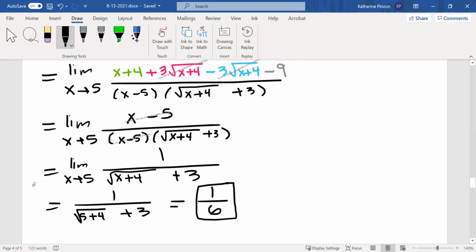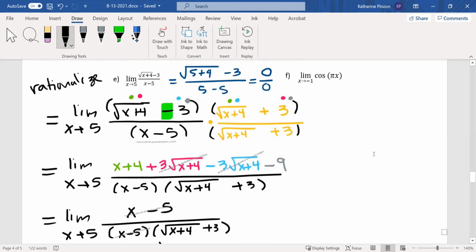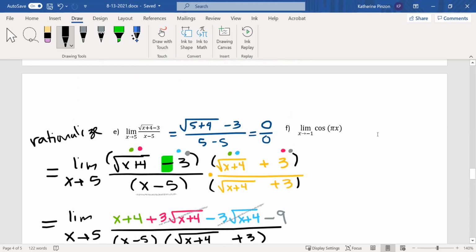Okay, I got one more left. He was way back up here. Hope he's a lot easier because I don't have that much energy left. Okay, limit as x goes to -1, cosine of pi times x. What should you try? Plug in -1 for x. All right, let's try it.